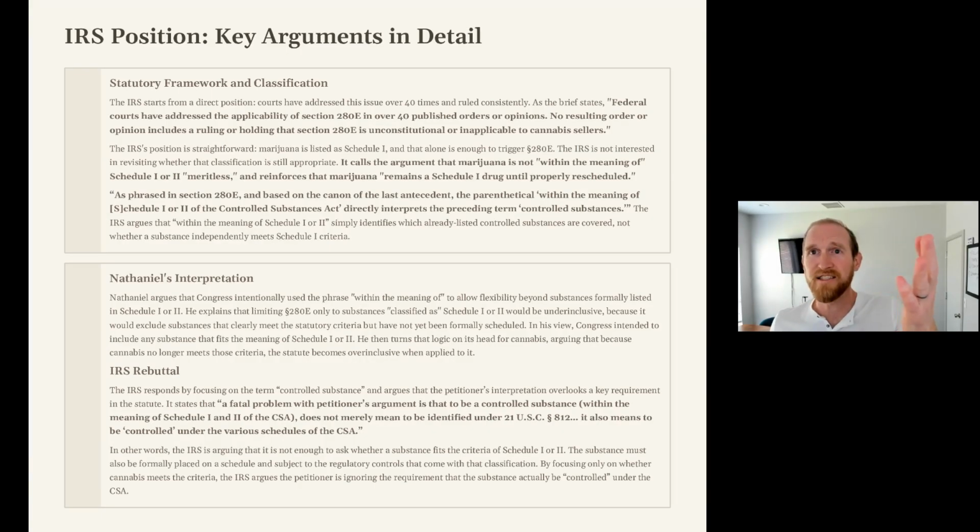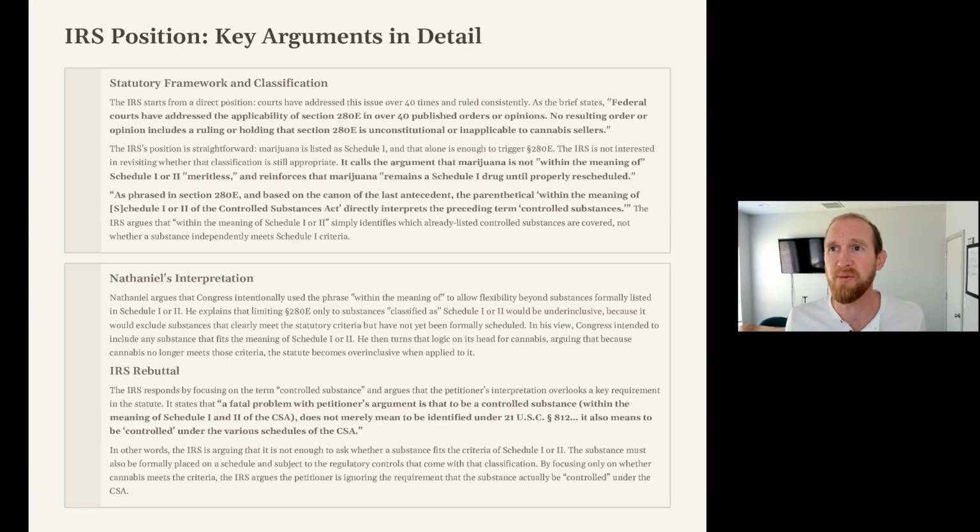First of all, he says federal courts have addressed the applicability of Section 280E in over 40 published orders or opinions. No resulting order or opinion includes a ruling or holding that Section 280E is unconstitutional or inapplicable to cannabis sellers. And that is accurate. The tax courts have been deciding almost always in favor of the IRS and the federal government in numerous court cases. And he states 40, and every one of them gets turned down. So I guess what he's saying is, well, if the courts have ruled against these taxpayers all these years, then we should rule against them for this as well.